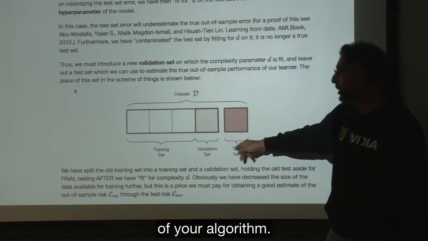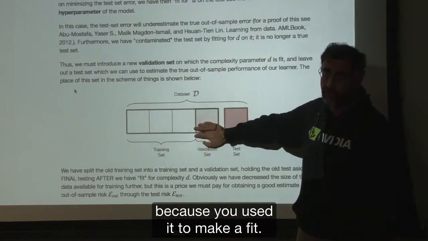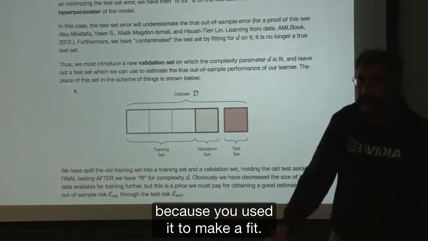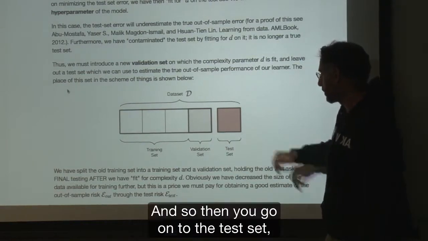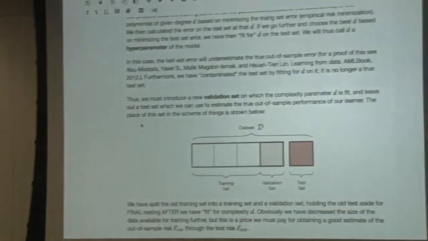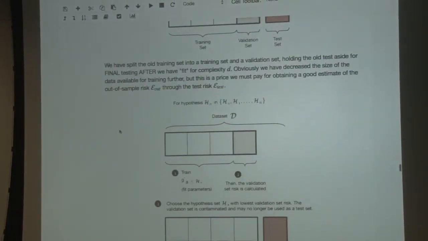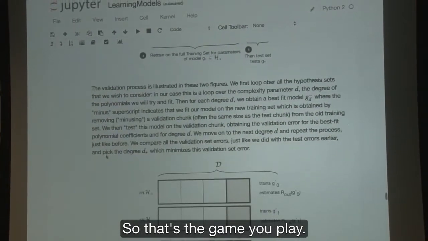So now whatever error measure you get on your test set is actually representative of the real error of your algorithm. The one you got on this is not representative of the real error of your algorithm because you used it to make a fit. You used it to choose D, and now you got the answer from that. And so then you go on to the test set, and you can check your final error. Okay, so that's the game you play.